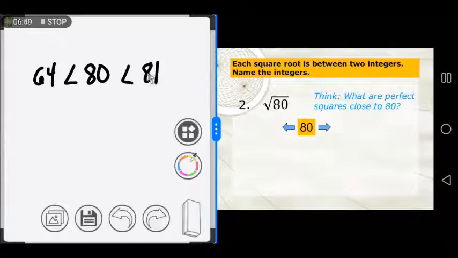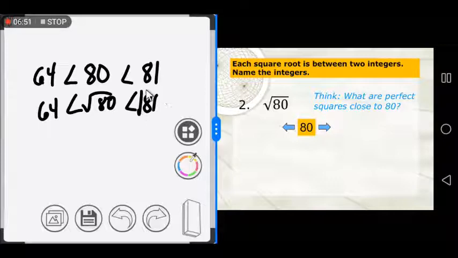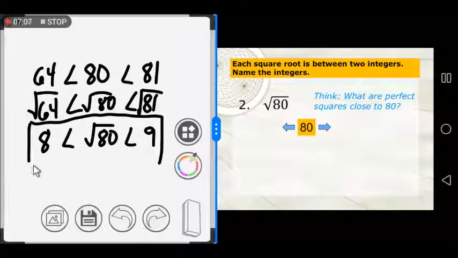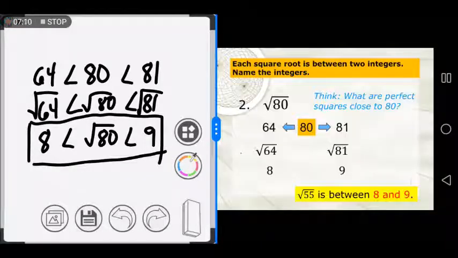So, ibig sabihin, pag kinuhanan natin ng square root itong 80, kukuhanan natin ng square root yung ibang integers natin dito. So, ibig sabihin, the square root of 80 will lie in between square root of 64 is 8 and square root of 81 is 9. Okay? Or state it as square root of 80 is between 8 and 9. So, may typo lang tayo dito sa slide natin.